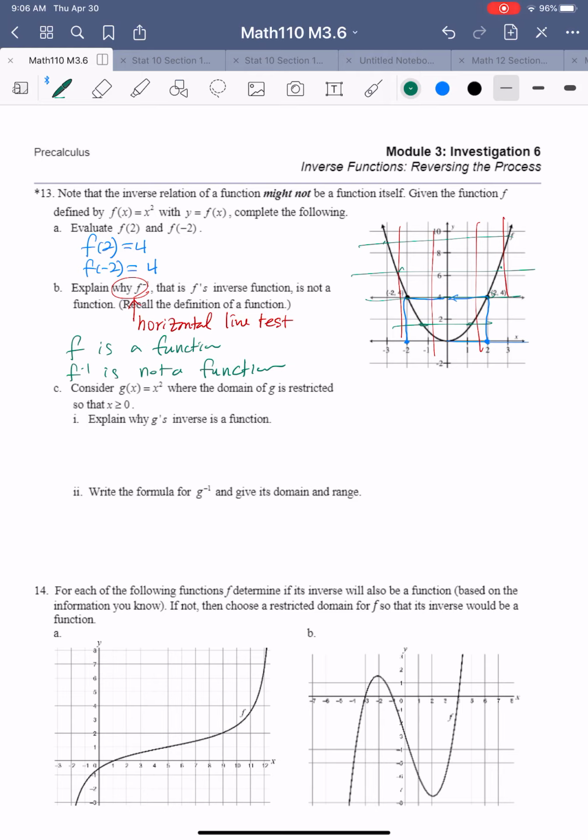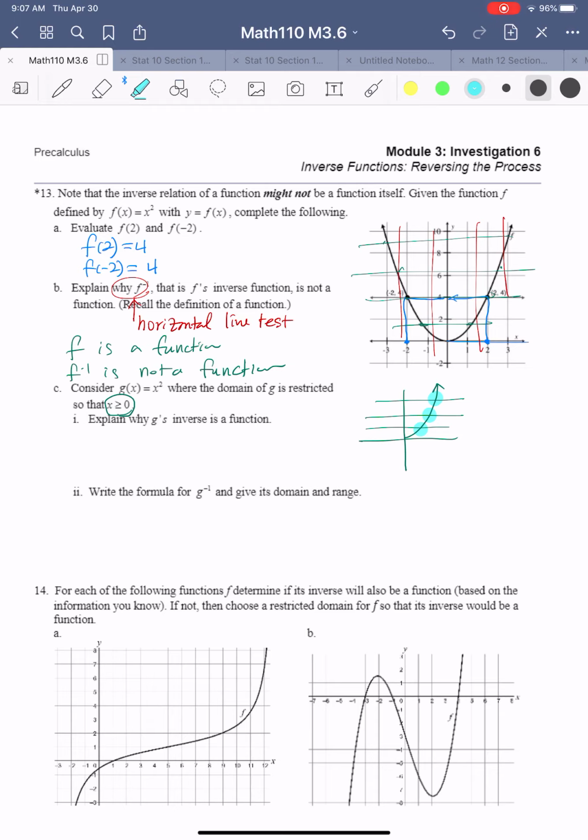So consider g of x equal to x squared, where the domain of g is restricted. Now we're only using the positive side. So explain why g's inverse is a function now. Positive side means on the plane you're only going to use this part, which means this one actually passes the horizontal line test, because the only intersection you can see is right here. Yeah, so that's why it is a function, because each x value corresponds to only one y value.